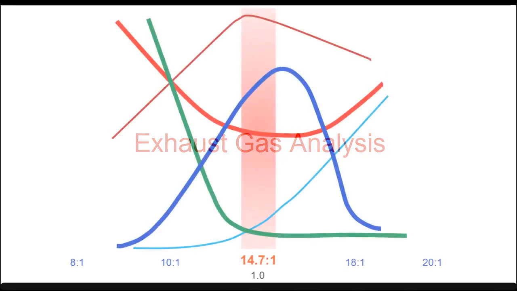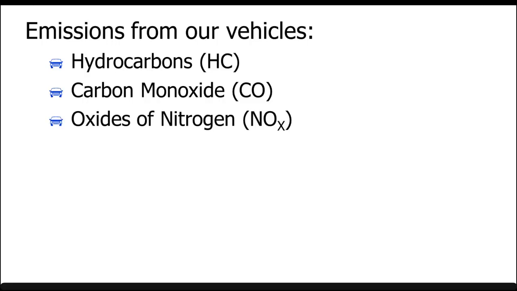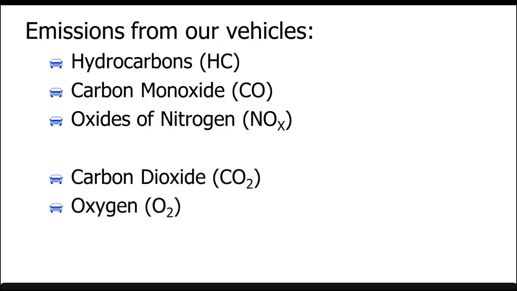Exhaust gas analysis. In this video, we'll look at 5 emissions from our vehicles. 3 are directly regulated: hydrocarbons, carbon monoxide, and oxides of nitrogen, or NOx. The last 2 are combustion indicators that can be used in diagnosis: carbon dioxide and oxygen.